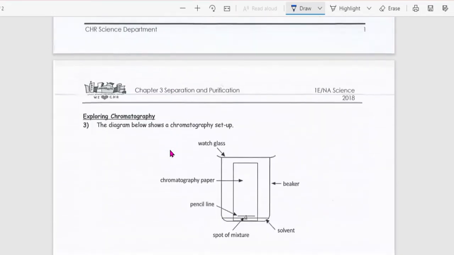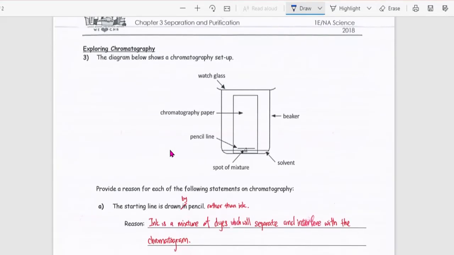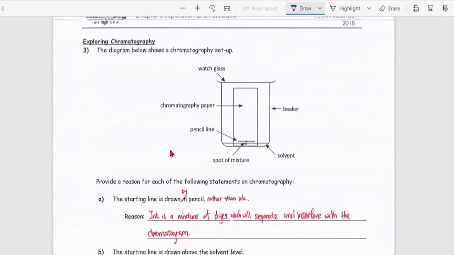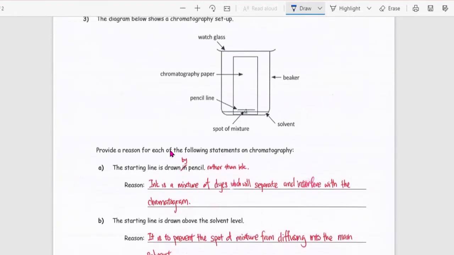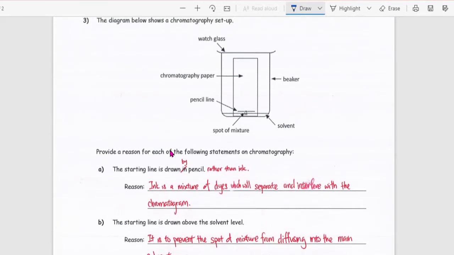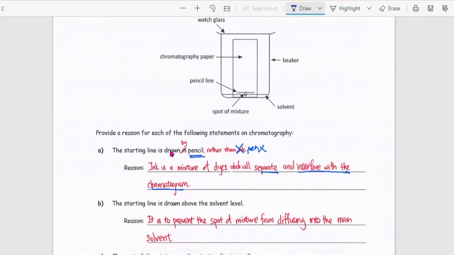Question 3, exploring chromatography. This one looks at the idea of what chromatography is and some of the ideas about it. Provide reasons for each of them. This is the starting line, where you put the sample dot. Normally it's drawn with a pencil rather than ink, because ink contains a mixture of dyes. If you draw the starting line with ink, it will separate and interfere with the chromatogram. Therefore we will not use a pen, we use pencil instead.